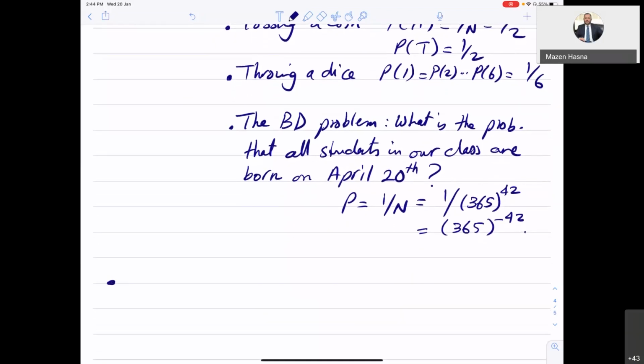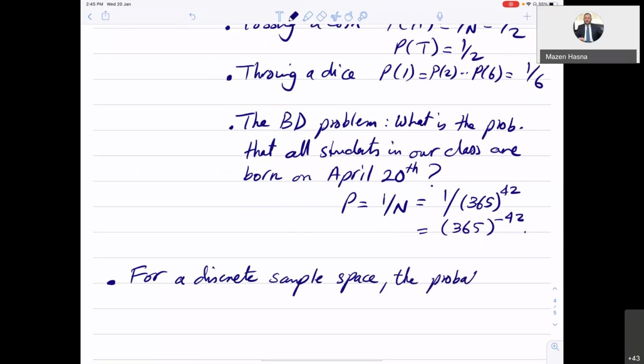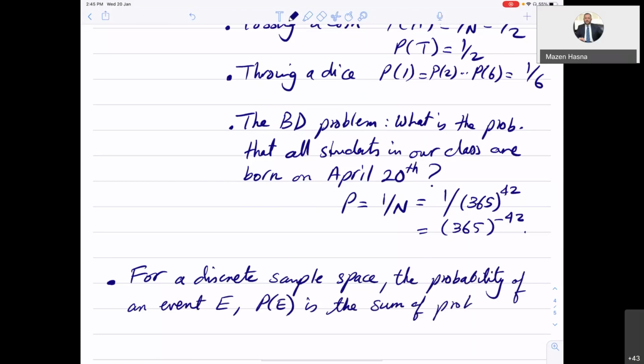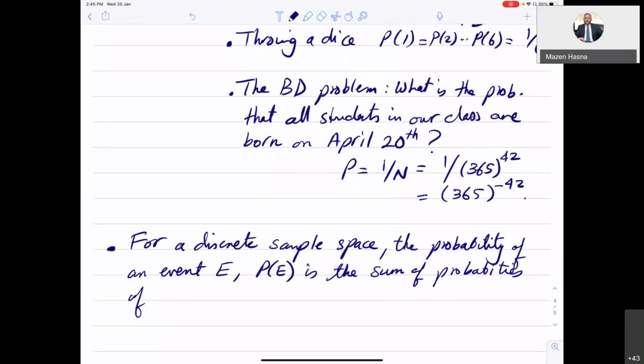Okay. If we move on with our notations, we can say that for a discrete sample space, the probability of an event E, probability of E, is the sum of probabilities of all outcomes in E.